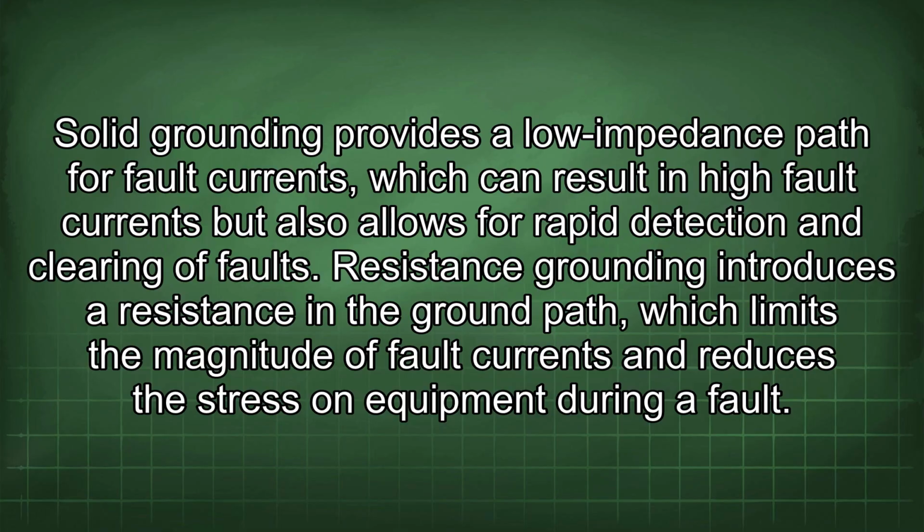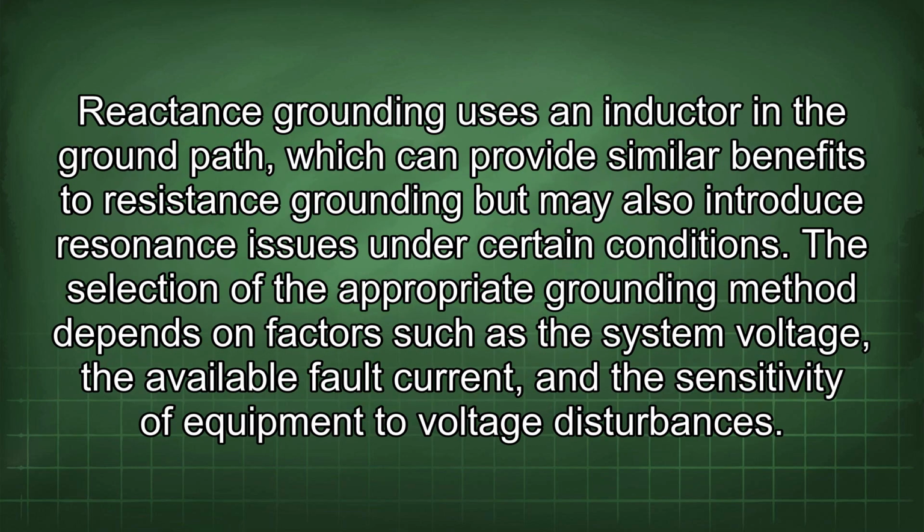Resistance grounding introduces a resistance in the ground path, which limits the magnitude of fault currents and reduces the stress on equipment during a fault. Reactance grounding uses an inductor in the ground path, which can provide similar benefits to resistance grounding but may also introduce resonance issues under certain conditions. The selection of the appropriate grounding method depends on factors such as the system voltage, the available fault current, and the sensitivity of equipment to voltage disturbances.